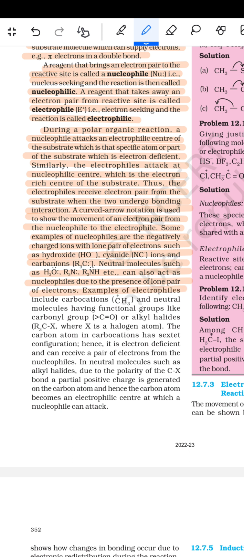Examples of the electrophiles include the carbocations and the neutral molecule having a functional group like the carbonyl group or the alkyl halides R3CX, where X is halogen atom. The carbon atom in the carbocation has sextet configuration, hence it is electron deficient and can receive a pair of the electrons from the nucleophiles. In the neutral molecules such as the alkyl halides, due to the polarity of the C-X bond, a partial positive charge is generated on the carbon atom, and hence the carbon atom becomes an electrophilic center at which a nucleophile can attack.